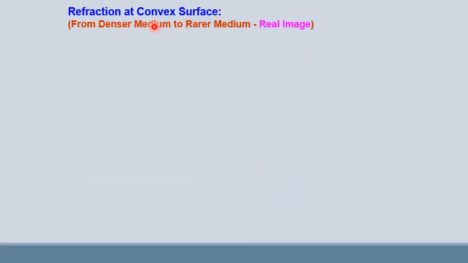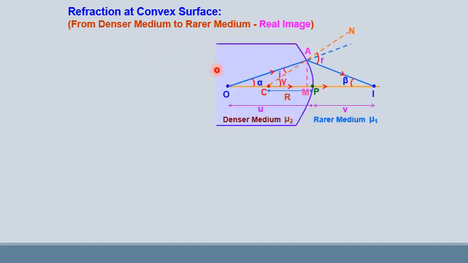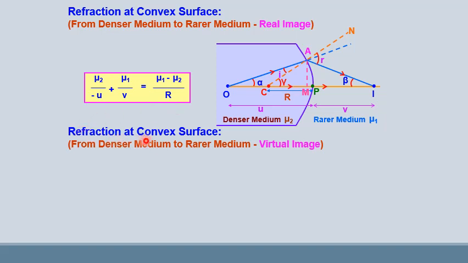Refraction at convex surface from denser medium to rarer medium, a real image. As we can see in this diagram, the rays are traveling from the denser medium to the rarer medium and it forms a real image. So from this diagram we can write mu2 upon minus u plus mu1 upon v is equal to mu1 minus mu2 upon R. Refraction at convex surface from denser medium to rarer medium, virtual image. Mu2 upon minus u plus mu1 upon v is equal to mu1 minus mu2 upon R.